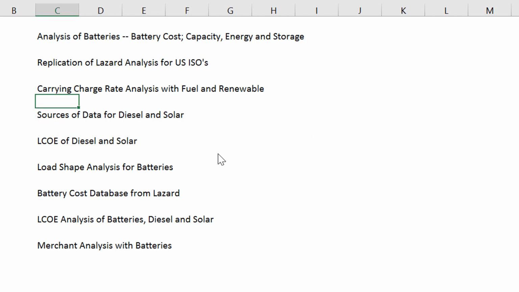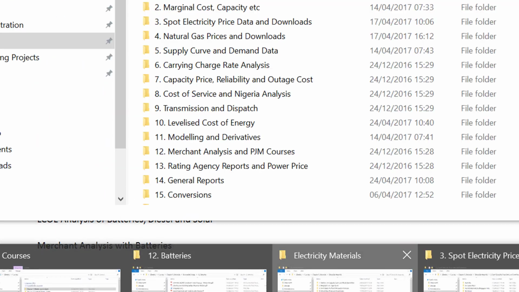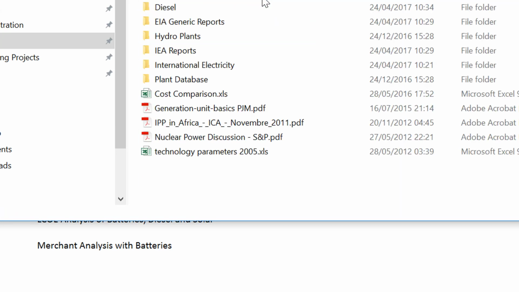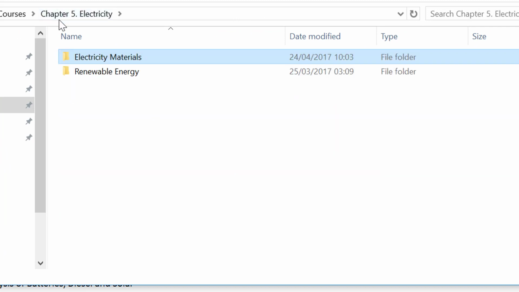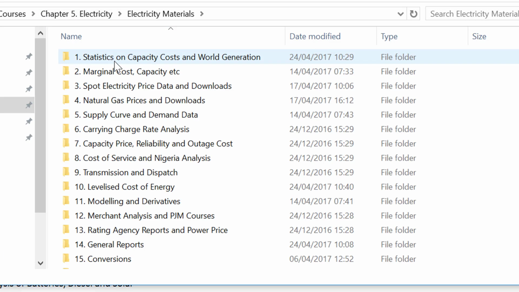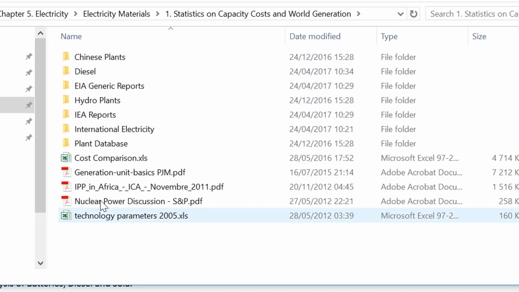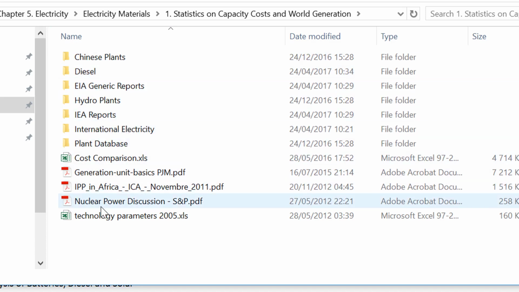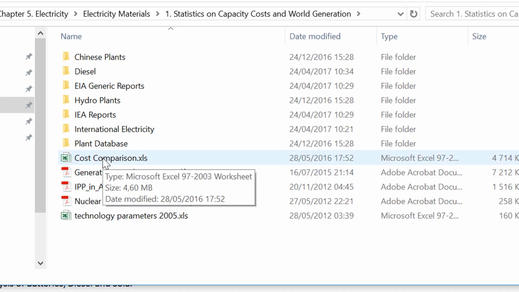One of the really frustrating things I'm coming into as I go around talking about electricity to people and asking them questions is that I try to put in chapter 5 on this Google Drive, again, where to find all of this. In chapter 5, I go through a lot of statistics on where to get plants. I try to collect things on diesel plants, on Chinese plants. I collect data from the EIA, the IEA. I make a cost comparison sheet that tries to put all this stuff together. We're going to do the same thing.